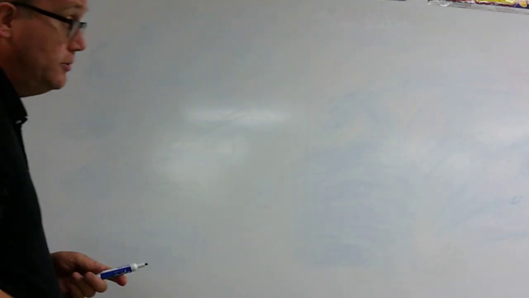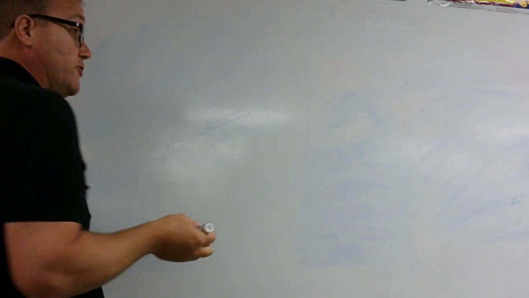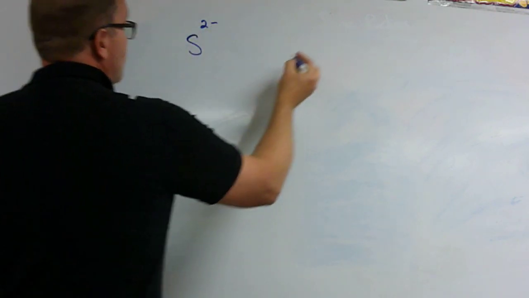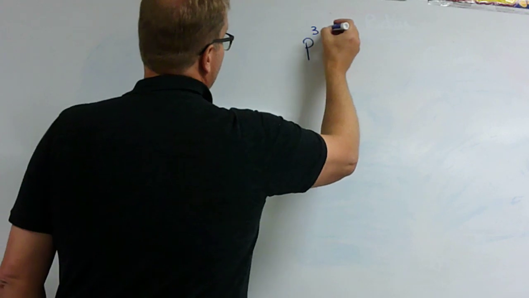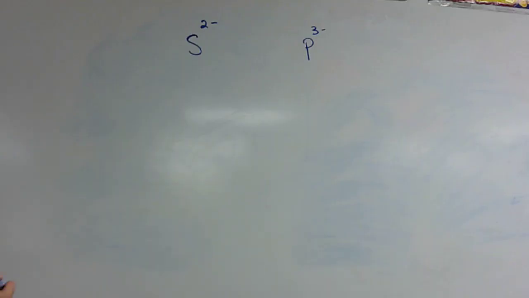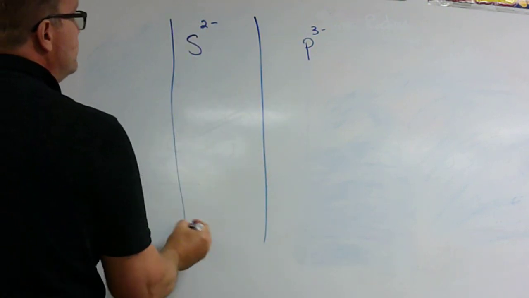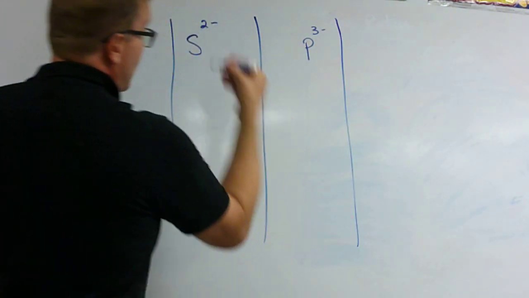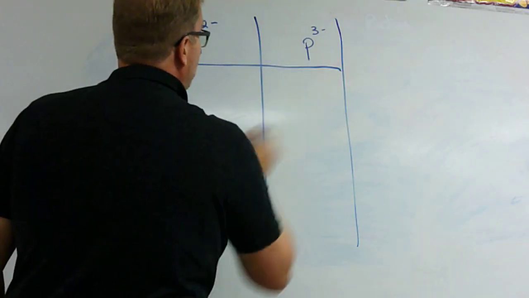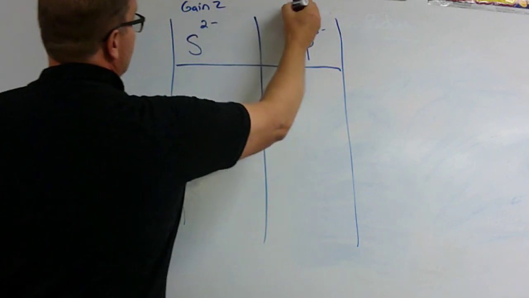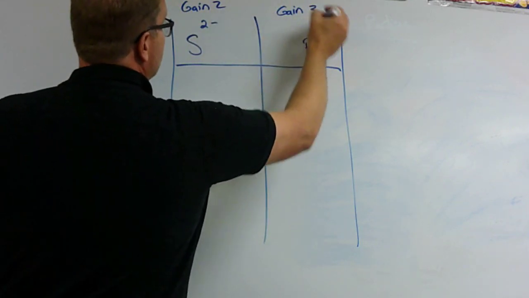And you can actually look at it number-wise. So let's go, the best one for the negatives would be actually phosphorus and sulfur. So we're going to just repeat this one, and now we're going to change this one. And I'm just going to show it with numbers. This one's going to gain 2. This one's going to gain 3.